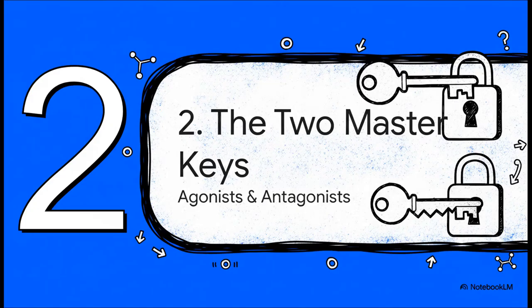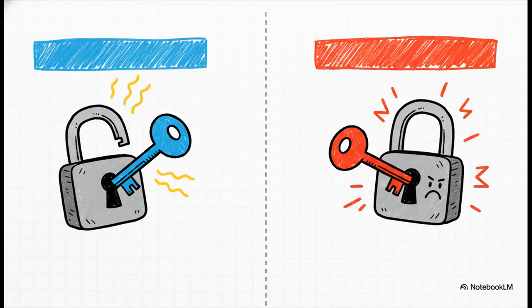Okay, so if our cells are covered in locks, then what are the keys? Well, this is where the two main stars of our show come into play, the agonists and the antagonists. And honestly, this right here is the whole concept in a nutshell. If you only remember one thing today, make it this. An agonist is a key that fits the lock perfectly and it opens it. It makes something happen. An antagonist, on the other hand, is a key that also fits, but instead of opening the door, it just gets stuck. It jams the lock so nothing else can get in.